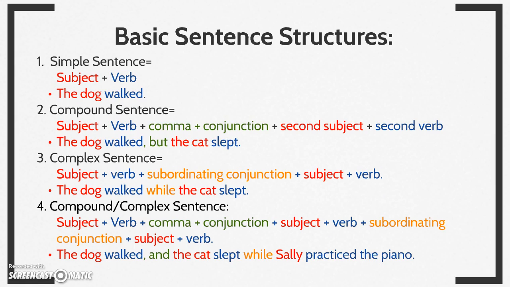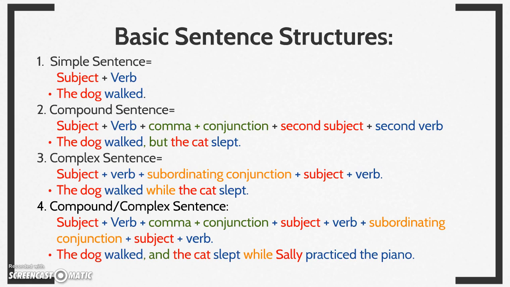Now, all you really need to have a sentence is a subject and a verb, which means you can have two words that are a sentence. The dog walked, she ate, he sneezed, we talked. Very short sentences, but these are sentences and they are complete.